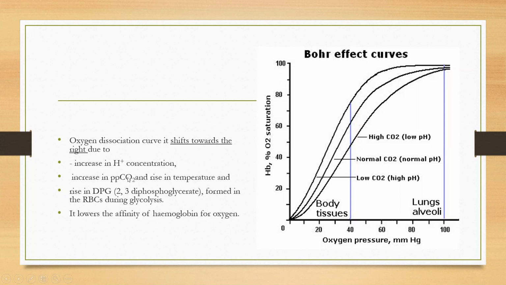When it shifts to the right, when there is an increase in hydrogen ion concentration, an increase in partial pressure of carbon dioxide and a rise in temperature, and also a rise in 2,3-diphosphoglycerate which is formed in the RBC during glycolysis. So because of all these factors क्या होता है? ऑक्सीजन कम हो जाता है बाइंड करने के लिए. Okay, the affinity becomes very much less to bind with the hemoglobin.